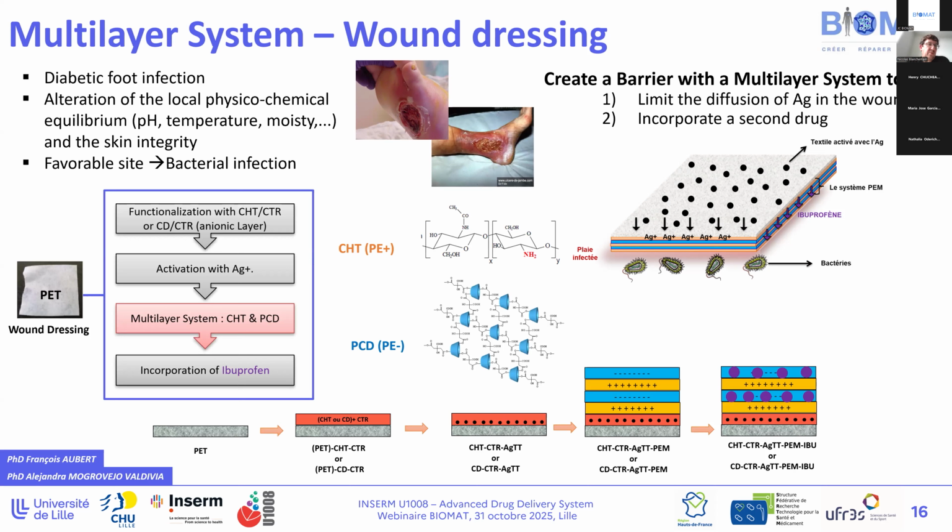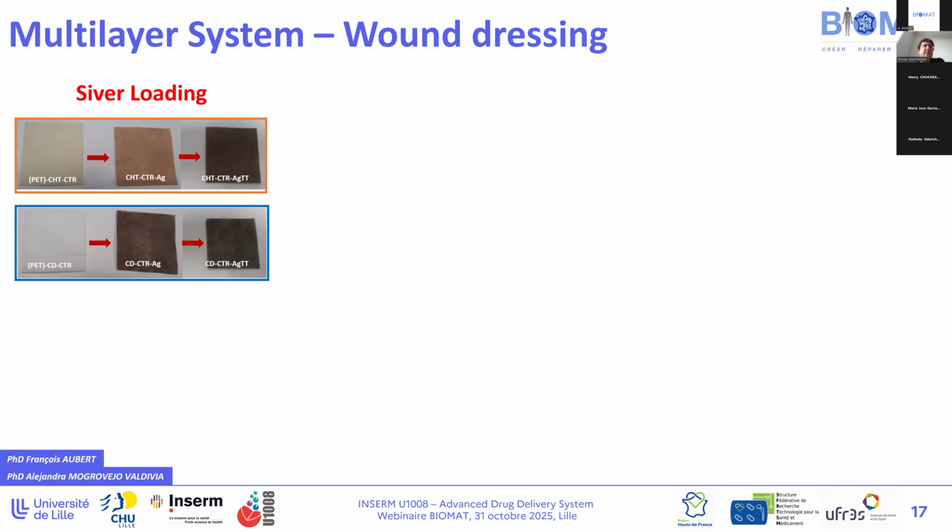So for that, we use a wound dressing, a polyester wound dressing. We first modify the polyester with cyclodextrin, as I showed you just before with meshes. And thanks to the anionic function of polymer cyclodextrin, we fix silver. In order to limit the diffusion of silver, we apply a multi-layer system composed of polymer cyclodextrin and chitosan. And at the end, we incorporate ibuprofen inside the cavity of polymer cyclodextrin to obtain a double-charge wound dressing.